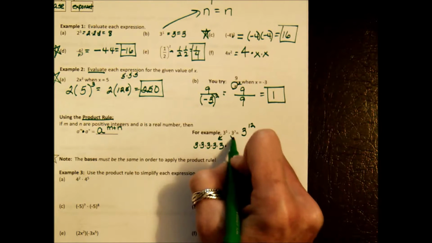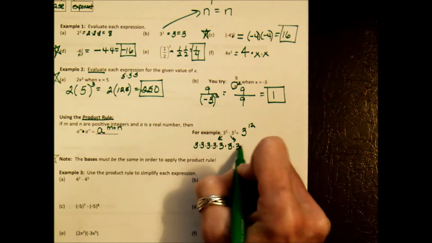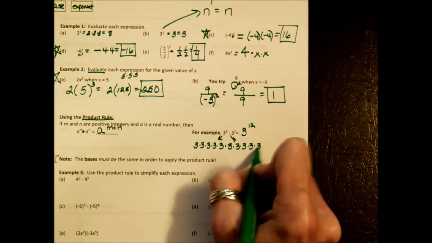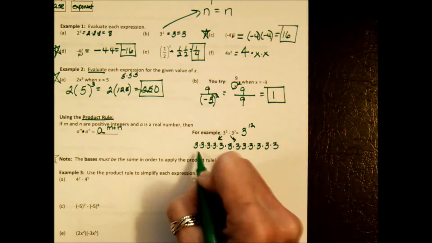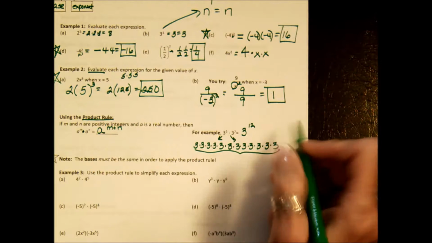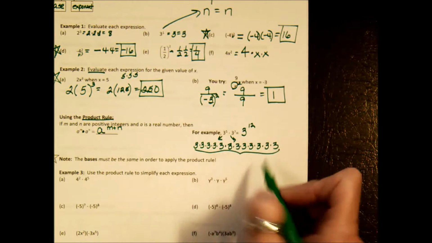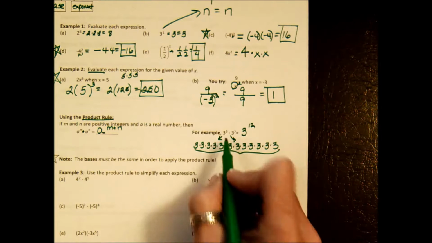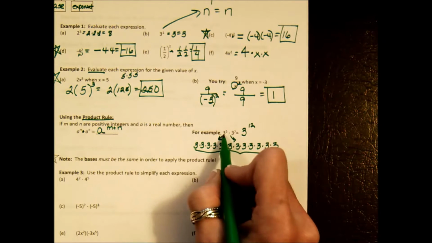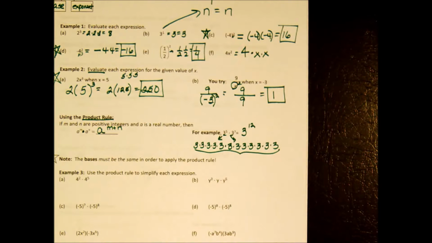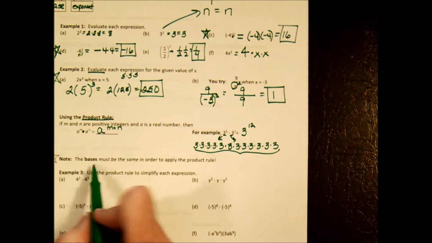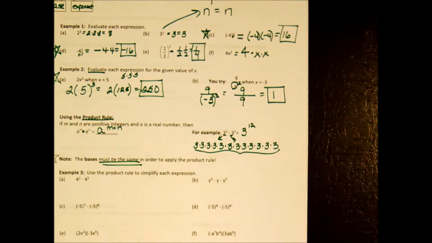3 times 3 to the 7th means 1, 2, 3, 4, 5, 6, and 7. If you count those up, you will see that you have 12 3s. None of them turned into a 9. So be careful with the product rule. You keep the base. You don't multiply the bases together. And the bases must be the same in order to apply the product rule.